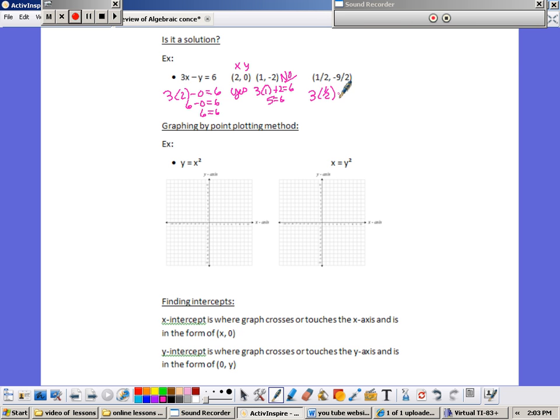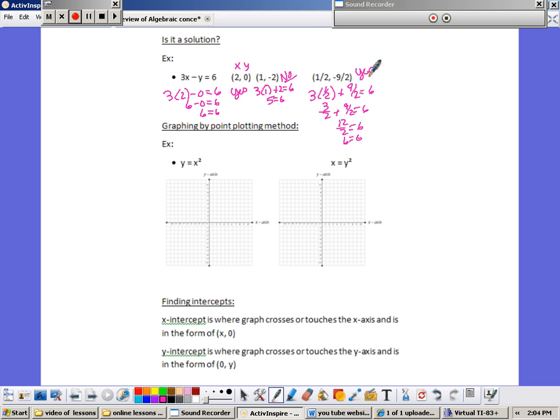3 times a half minus negative 9 halves is 6. 3 halves plus 9 halves is 6. 12 halves is 6. 6 is 6. Yes. So don't just find one and then stop, because remember, a line has more than one.